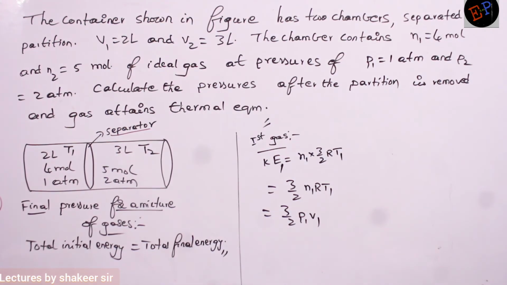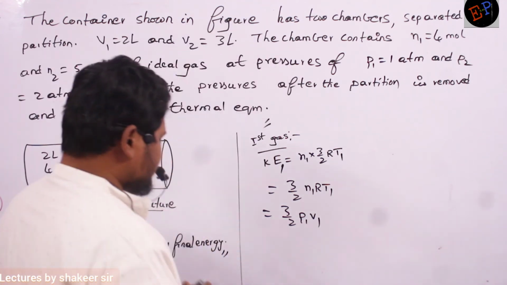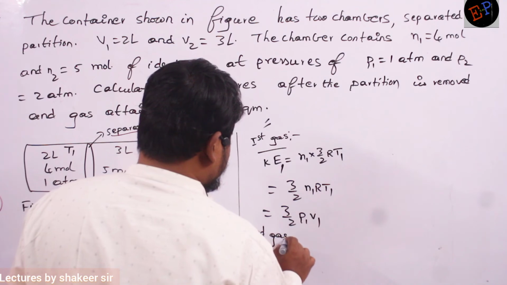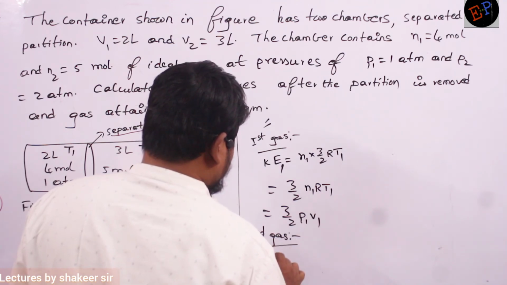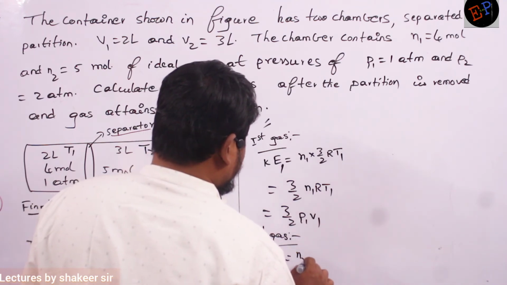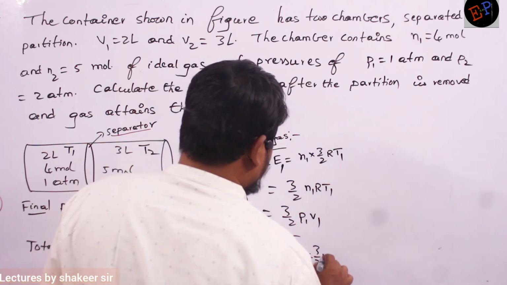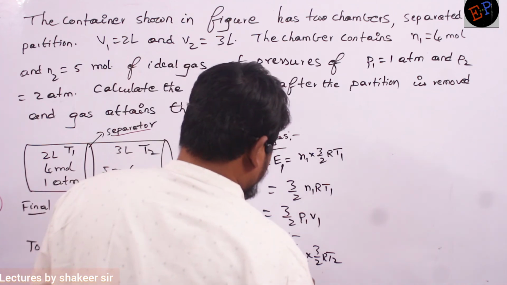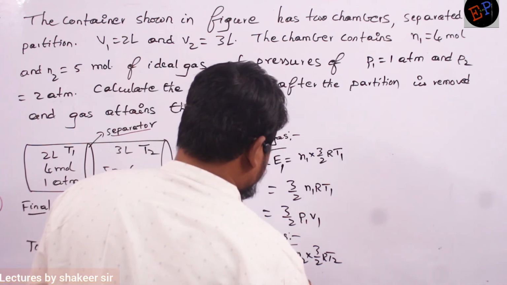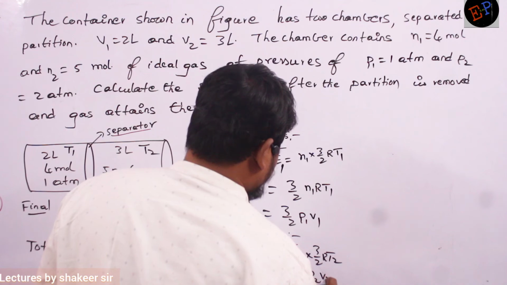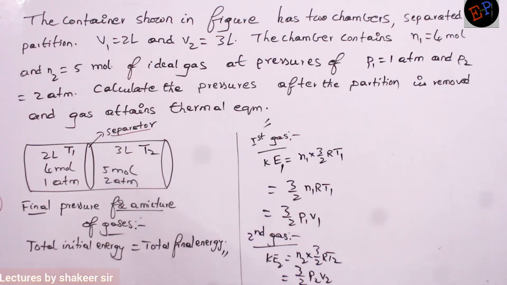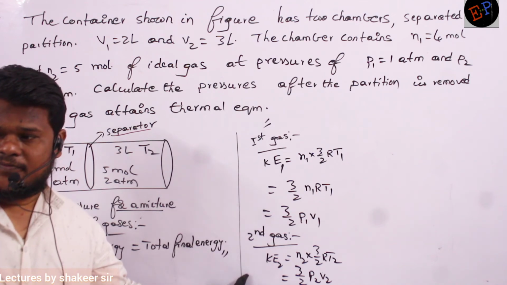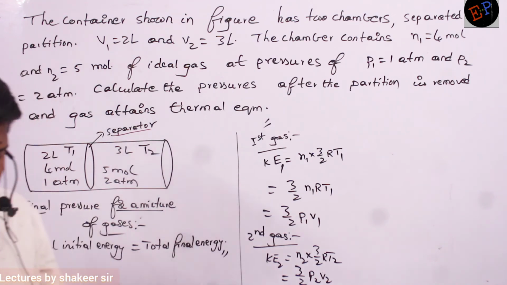Now see, similarly for the second gas also I can write the same type of equation, no? For the second gas, KE2 is equal to N2 into 3 by 2 RT2. I can write. So therefore again if I take N2 RT2 on one side, then it will become 3 by 2 P2 V2. That's all, no? So this is the total energy of the first gas. This is the total energy of the second gas. Up to here it is clear, no?